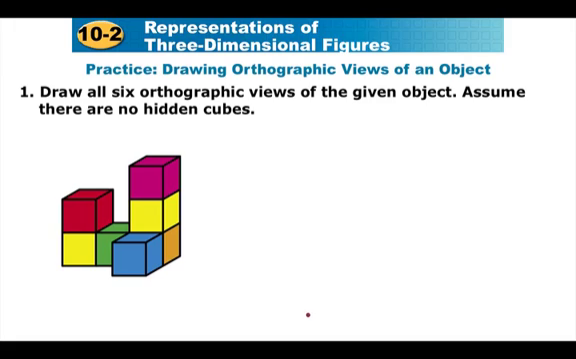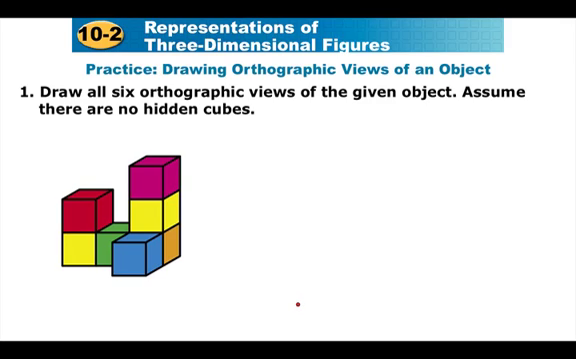This is a practice problem. It says drawing orthographic views of an object. Draw all 6 orthographic views of the given object. Assume there are no hidden cubes. Okay. Follow along. Shouldn't be too bad.